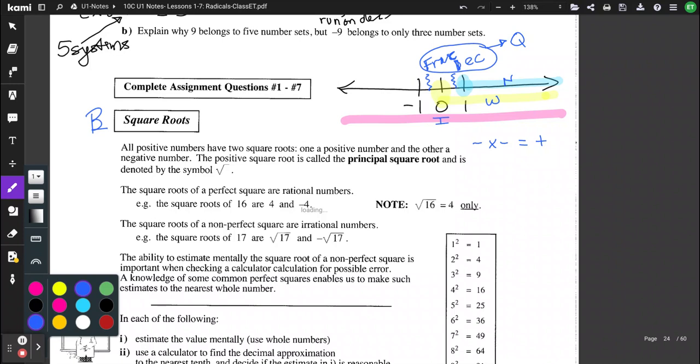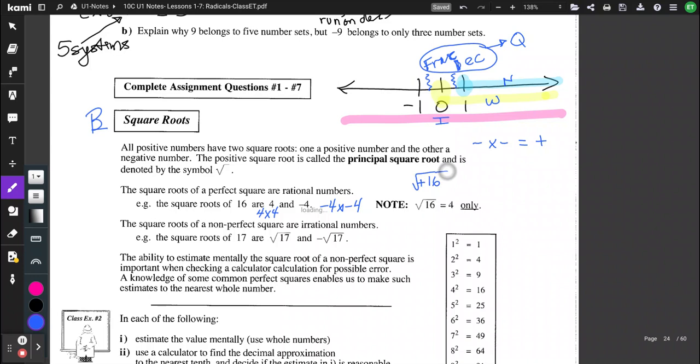So it says the square root of a perfect square is always rational. So it says the square root of 16 is 4 and negative 4, because I could have 4 times 4 and negative 4 times negative 4. They'll all give me a positive. But when I show you a positive 16 under my root sign, it only wants the positive answer.